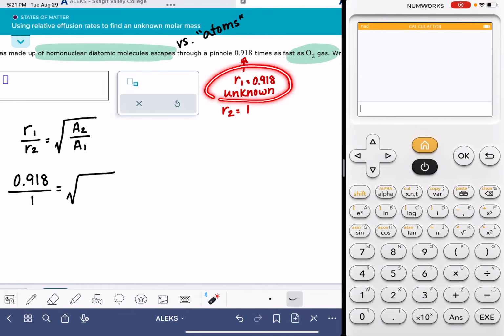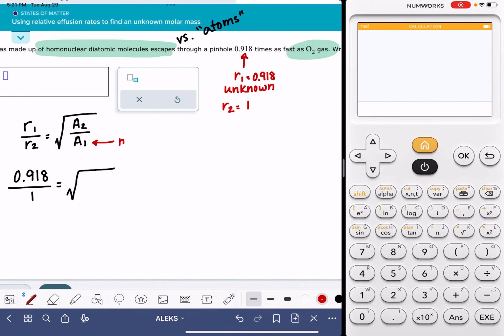I said that R1 is my unknown, and that means that A1 in this equation, I've got to keep my subscripts consistent, is going to be the molar mass of my unknown. And so that means that A2 is going to be the molar mass of the gas that has been provided to me in the problem, which is O2.